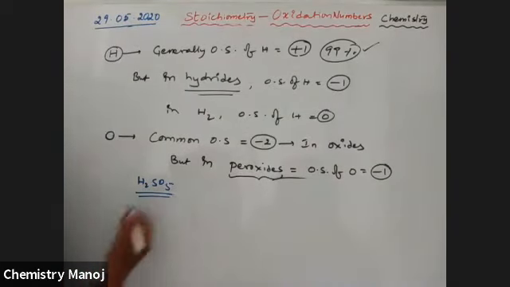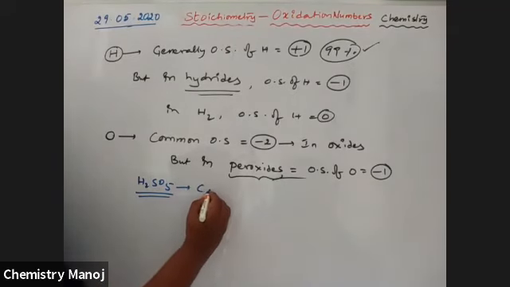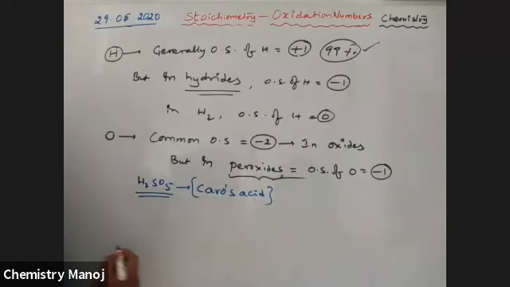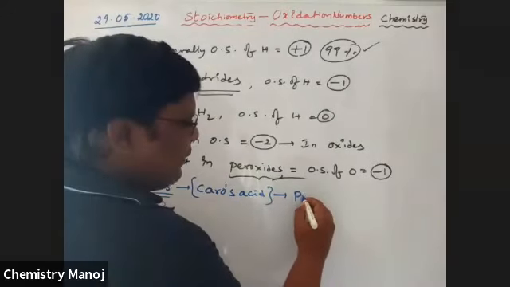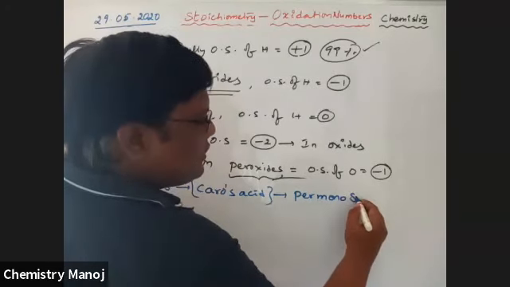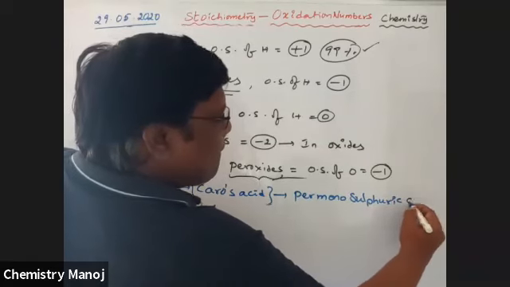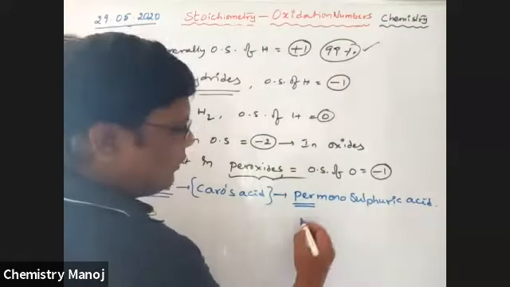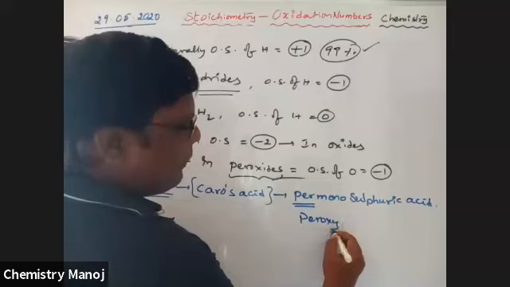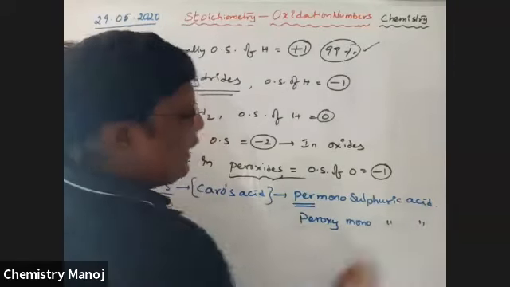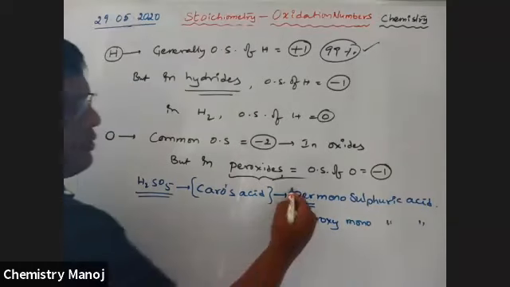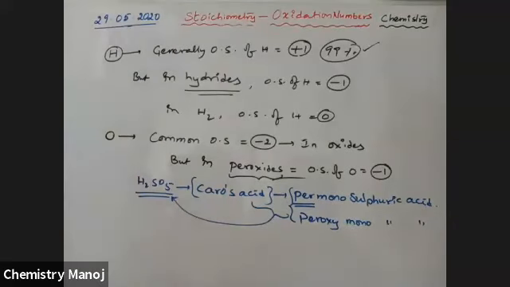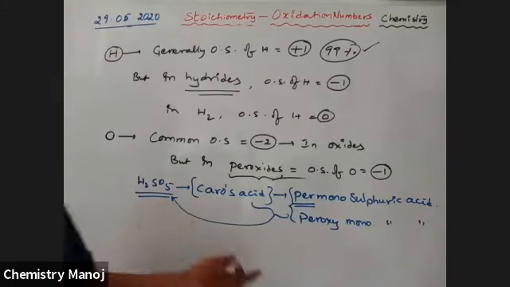H2SO5. Not SO4, it is H2SO5. This is called Caro's acid. The common name for this one is Caro's acid. It is also called per-monosulfuric acid. Whenever the word per or peroxy is there, another name is peroxy monosulfuric acid, or peroxo. So these are the three names for this one: the common name is Caro's acid, or permonosulfuric acid, or peroxy monosulfuric acid.